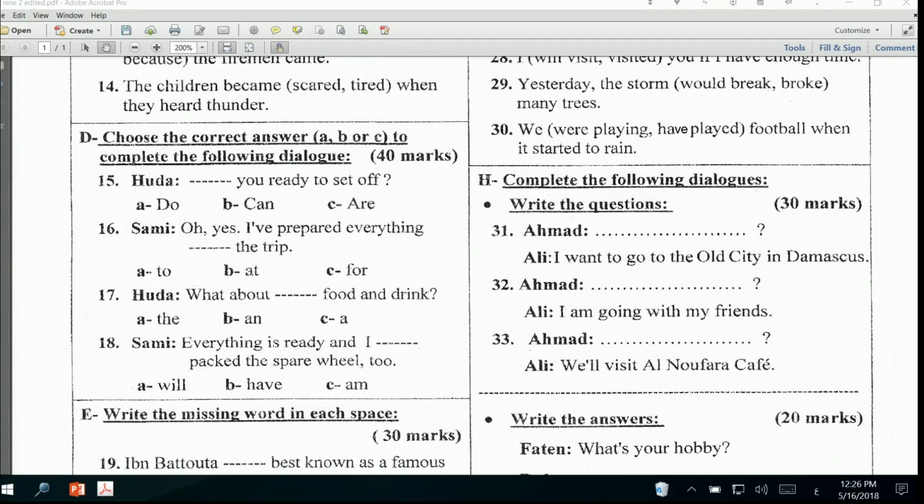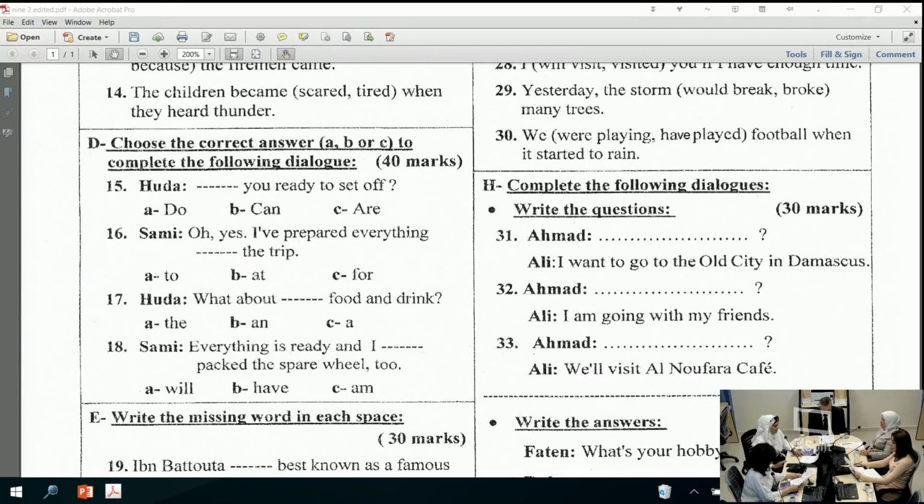Food and drink here are uncountable nouns, and we are not talking in general. We are specifying the food and drink for the trip. So the choice is the. What about the food and drink? Miss Hanadi, number 18.